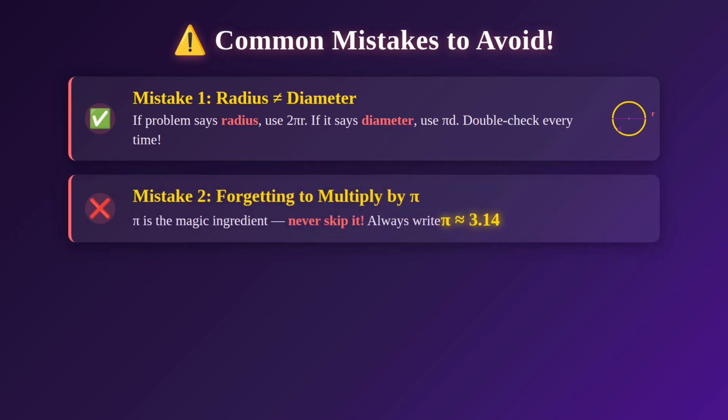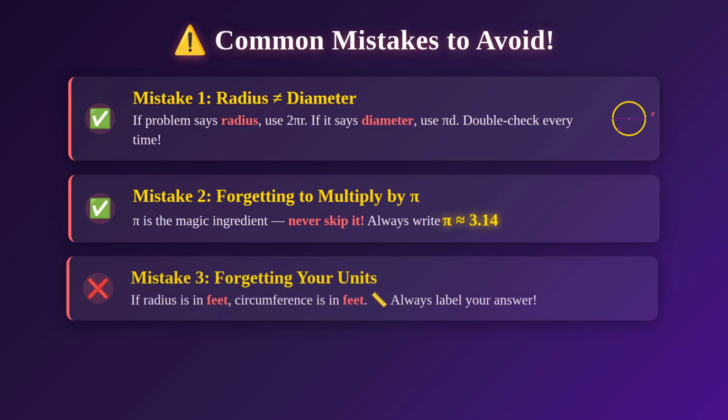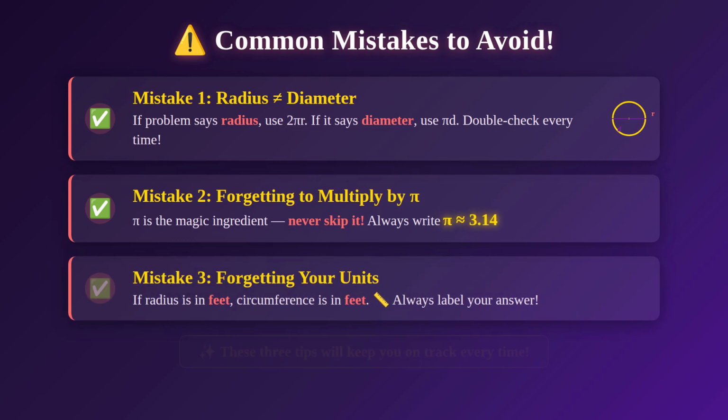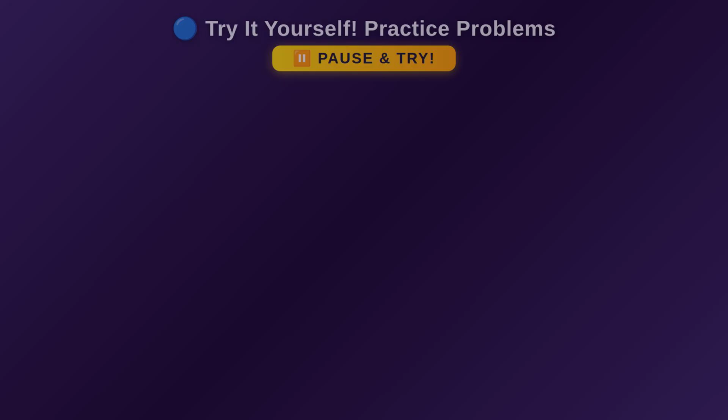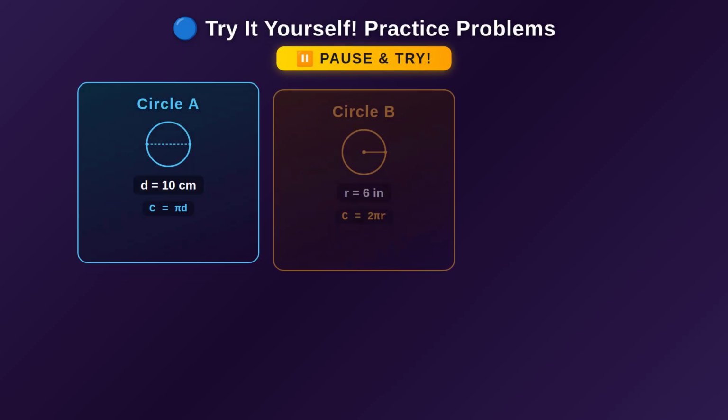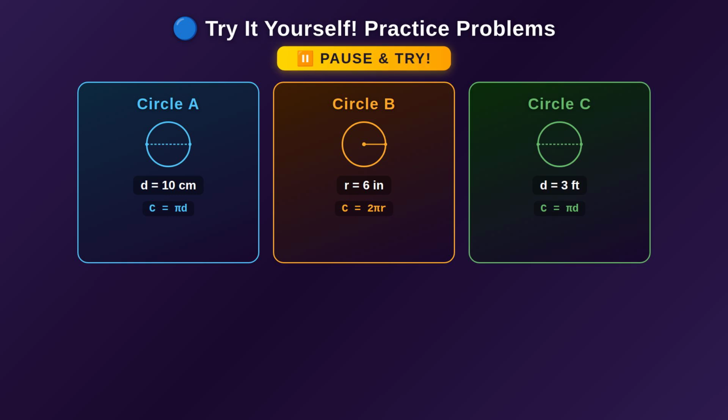Before we wrap up, let's talk about the mistakes Maya made the first time, so you don't have to. Mistake number 1, mixing up radius and diameter. If the problem says radius, use 2 times pi times r. If it says diameter, use pi times d. Double check every time. Mistake number 2, forgetting to multiply by pi. Pi is the magic ingredient. Never skip it. Mistake number 3, forgetting your units. If the radius is in feet, the circumference is in feet too. Always label your answer. These 3 tips will keep you on track every time.